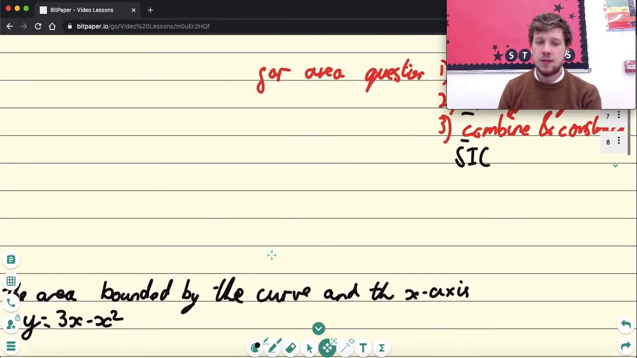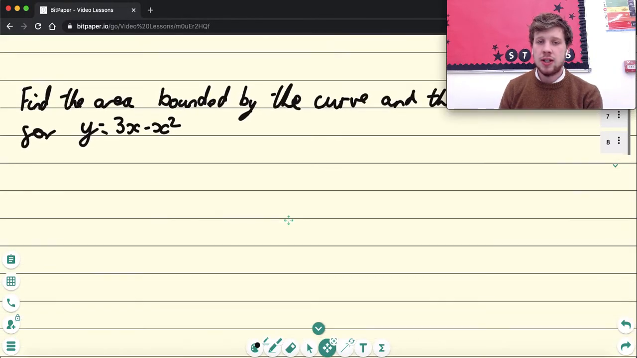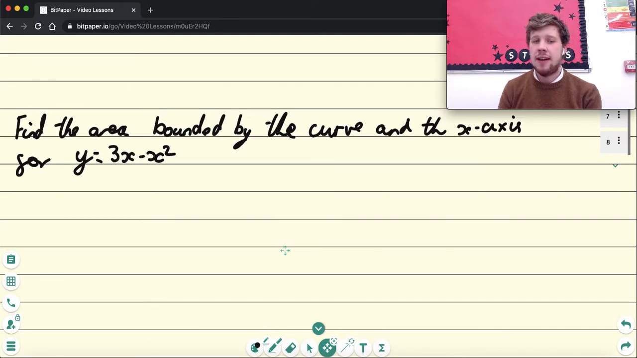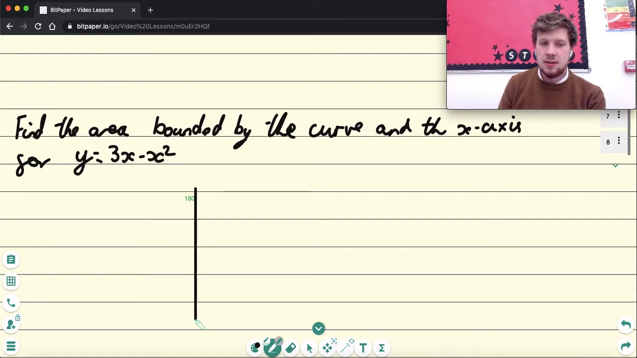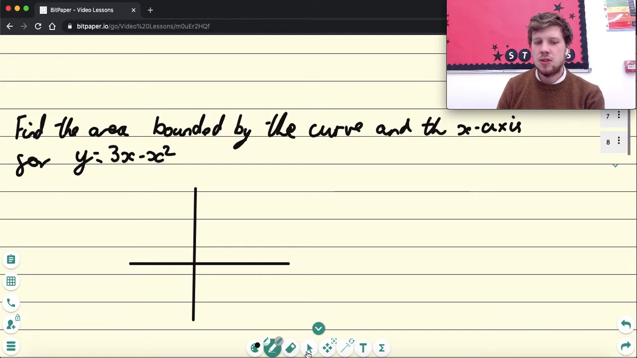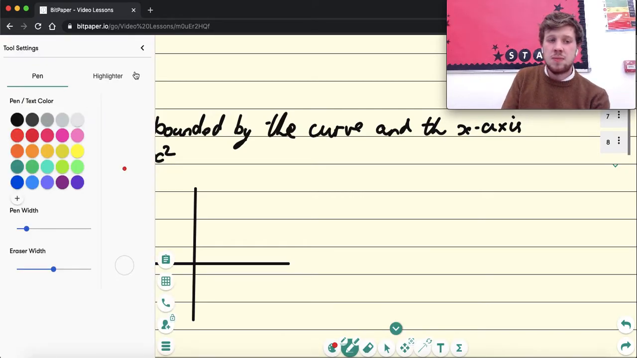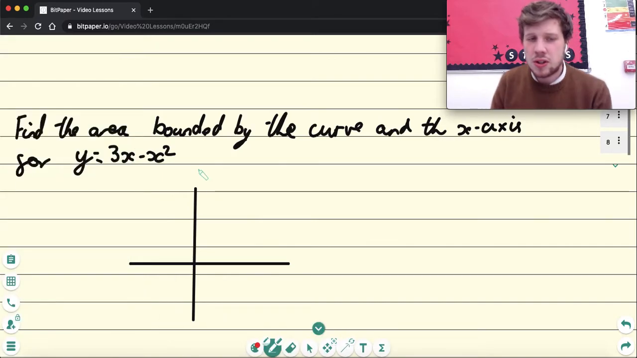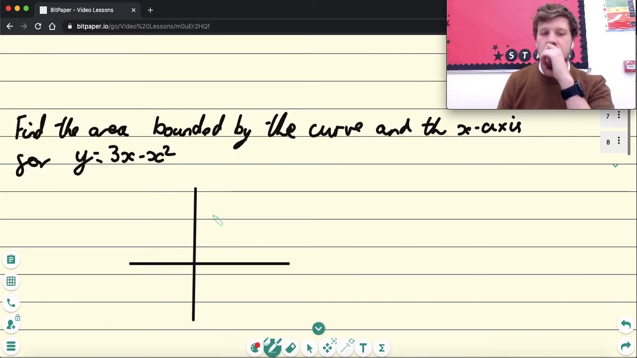So, let's put this into practice. I've got a question here. Find the area bound by the curve and the x-axis for y equals 3x subtract x squared. I'm just going to draw my axes because my first step is sketch. And I want to just know, what would this look like? So, I want to know, what does 3x subtract x squared look like?